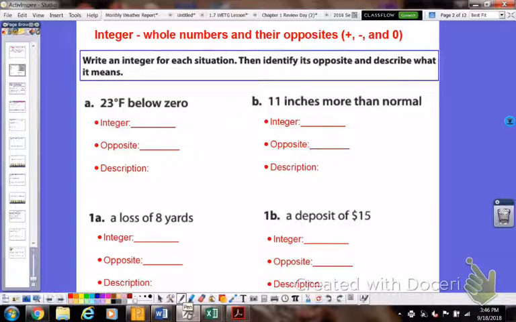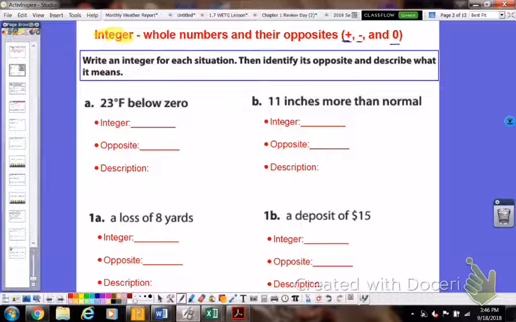Okay, first thing we want to look at here is our first vocab word, an important vocab word: integer. So integers are whole numbers and their opposites. We're looking at positive whole numbers, negative whole numbers, and zero. So no fractions, no decimals, but we can have positives and negatives now.